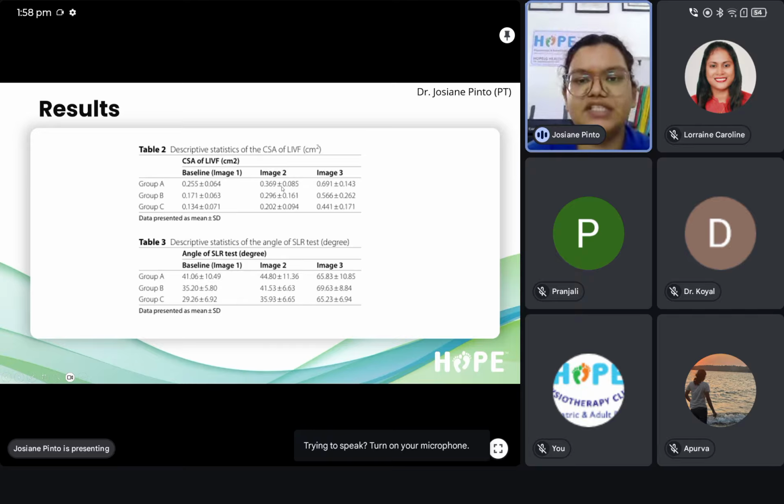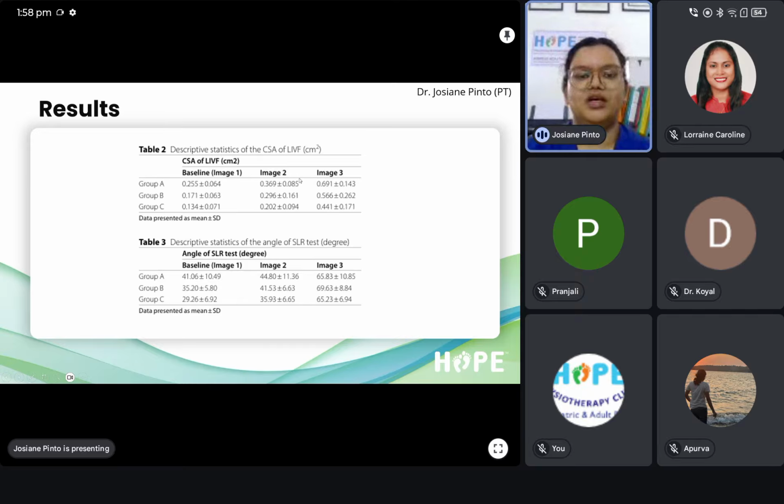So the plus and minus that we see is the standard deviation. 0.255 in group A was the baseline image for our cross-section area, and in image 2 we see it has gone up to 0.369, that is centimeter square, and then finally after 48 hours it has gone to 0.691, which is a significant difference, considered in centimeter square.